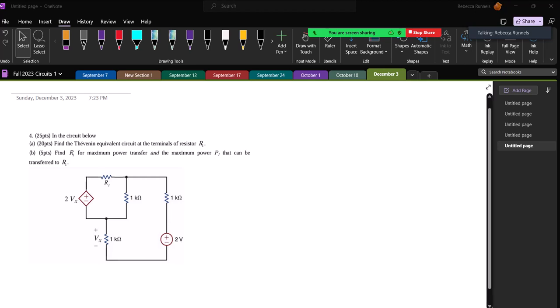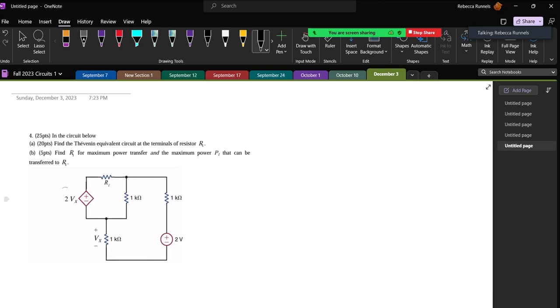Okay, so for this problem, we are told to find the Thevenin equivalent circuit at the terminals of resistor R1, and then find R1 for maximum power transfer. That's easy if we found the Thevenin resistance and the maximum power that can be found. Of course, it has a dependent voltage source, because that means we can't find the resistance using resistor simplification, which is sad, but that's how it is.